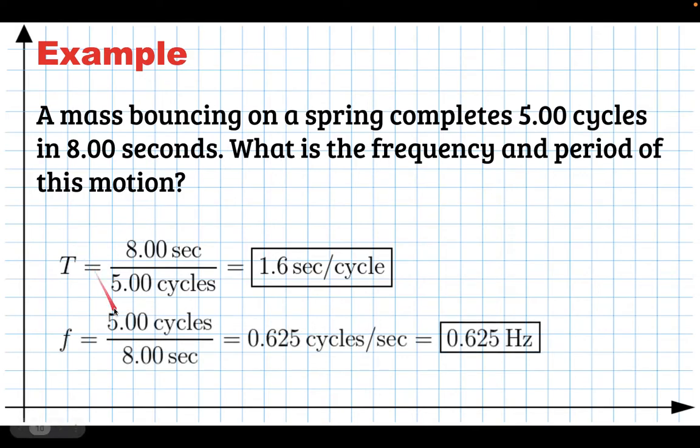On the other hand, if I take the 5 and I divide it by the 8, I get cycles per second. So that's 0.625, and since that's cycles per second, since cycles are in the numerator, that's a frequency. Okay, so if you have a period, it's a time. If you have a frequency, it's the number of cycles per second. So in this case, 0.625 cycles per second is 0.625 hertz.